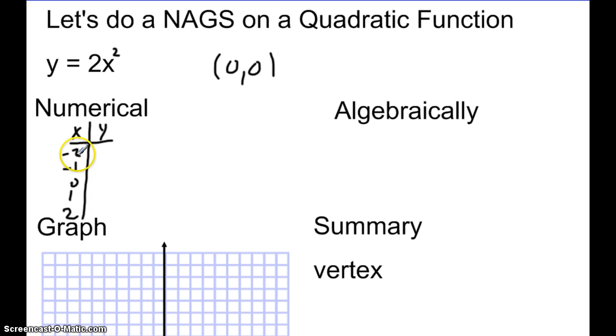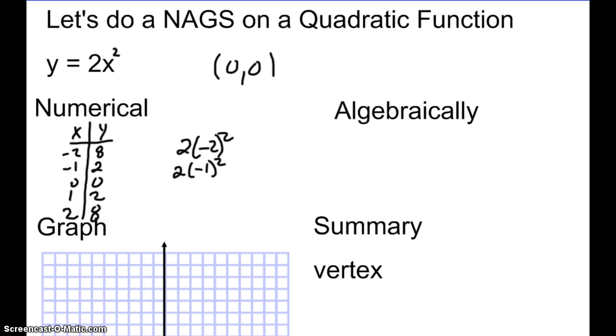So let's plug in -2. That's going to be 2 times -2 squared. -2 squared is 4, times 2, that's going to equal 8. Let's plug in -1. -1 squared is 1, 1 times 2, it's going to spit out a 2. Plug in a 0, going to spit out a 0. Plug in 1, going to spit out a 2. Plug in 2, it's going to spit out an 8.